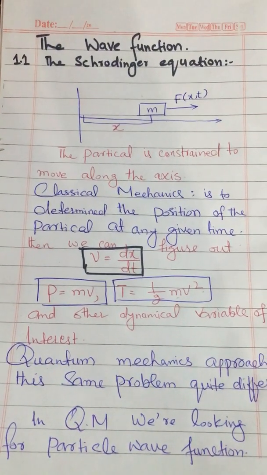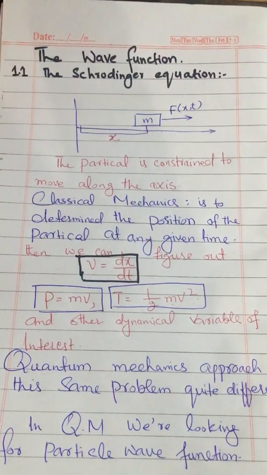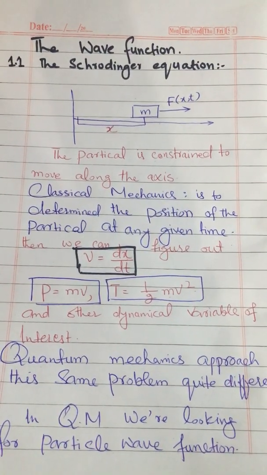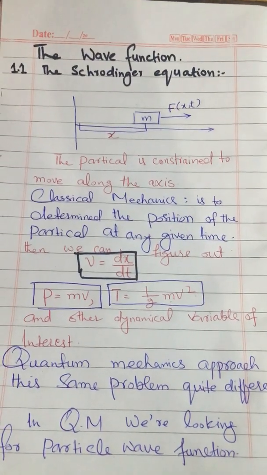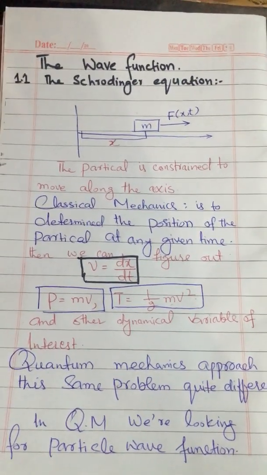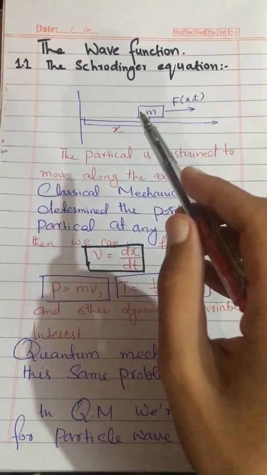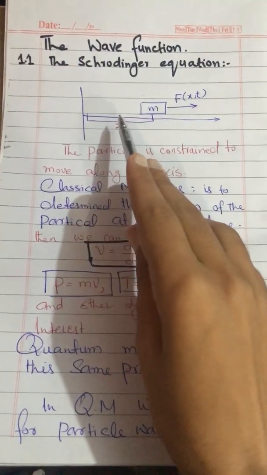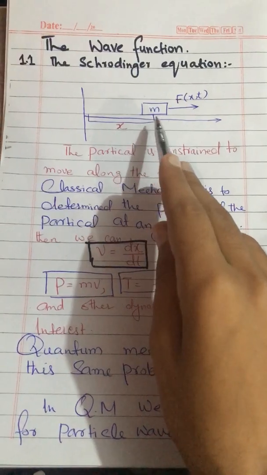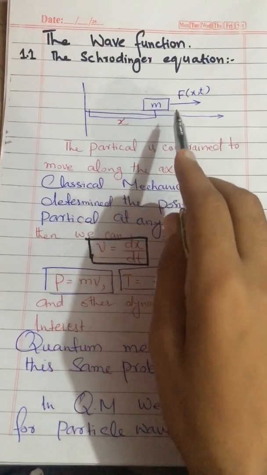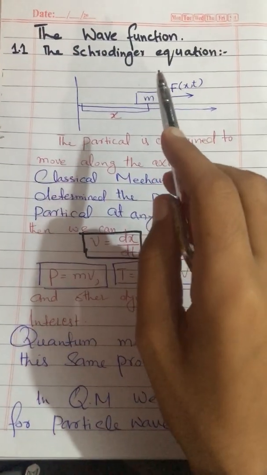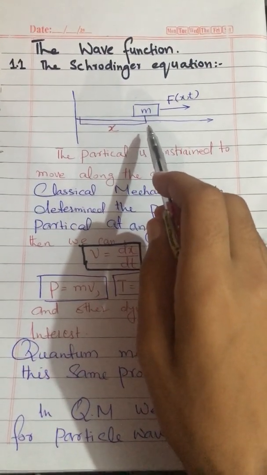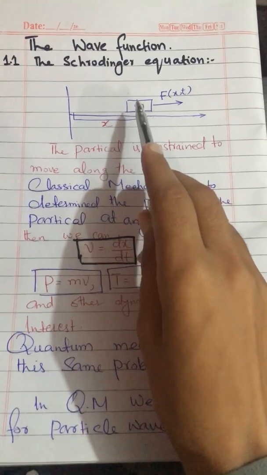The Schrodinger equation plays a crucial role in quantum mechanics, analogous to Newton's second law of motion in classical mechanics. Let's say we have a particle of mass m which is constrained only to the x direction, and which is subjected to a force. Now, the job of classical mechanics is to find the position of this particle.